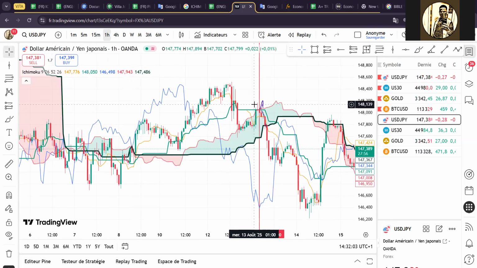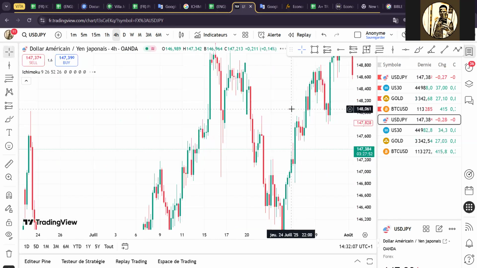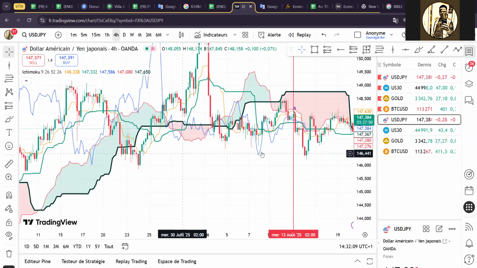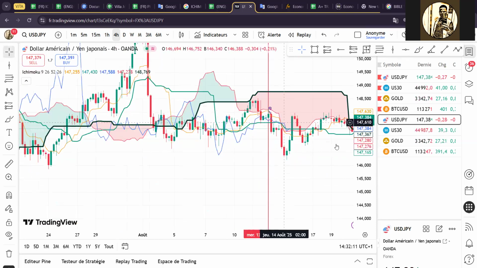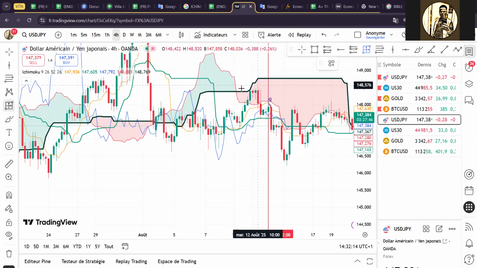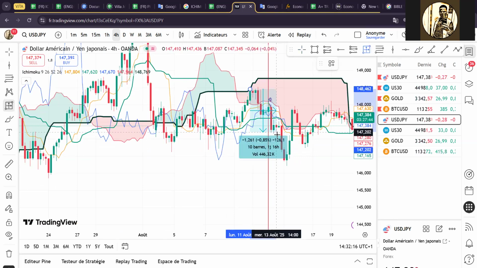A ticket cost before the cloud. So a reversal to the downside. And you can even go on 4 hour. What did you have? You had this SSB downtrend.